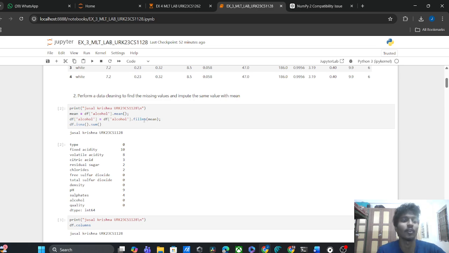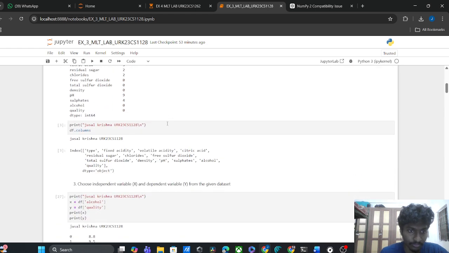For the second cell, in this step, we perform data cleaning. Real world data sets often contain missing values. So we calculate the mean of the alcohol column and replace missing values using the fillna function. This process is called imputation, where missing values are replaced with the average value of the column.